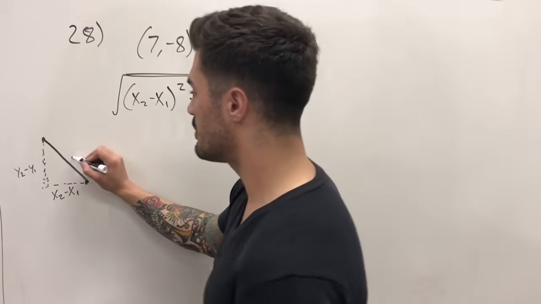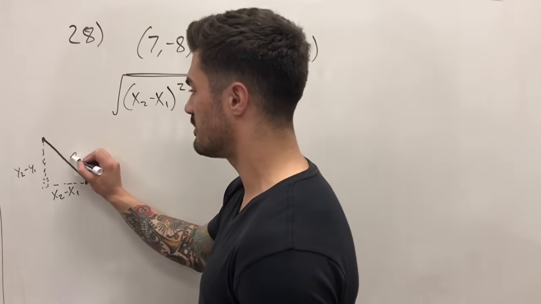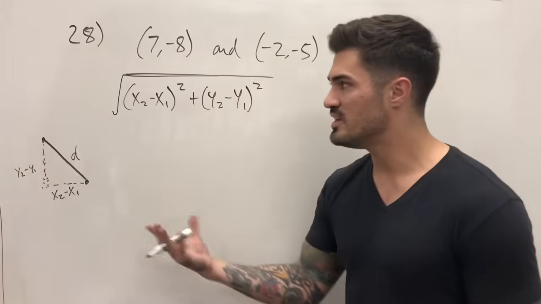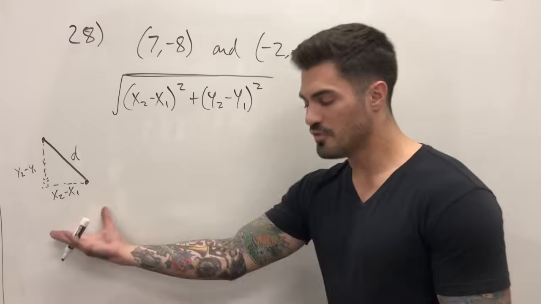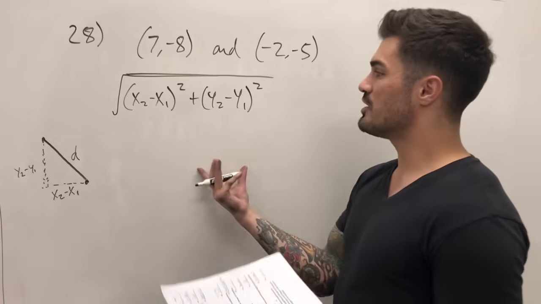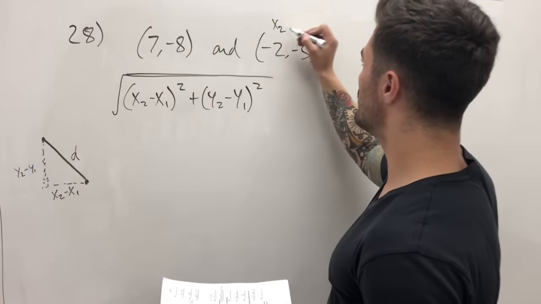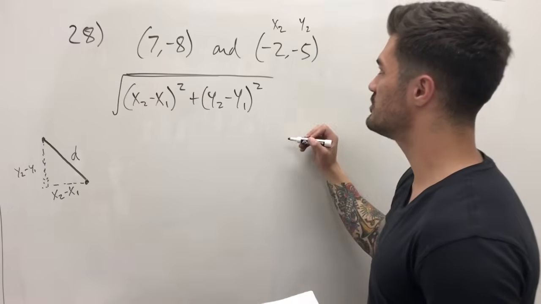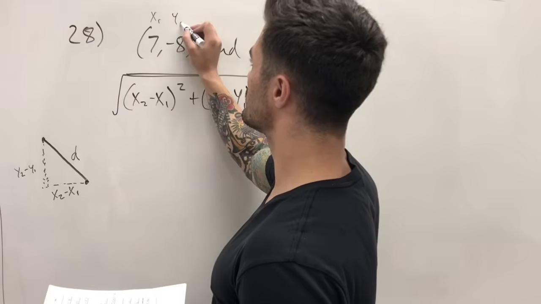This is the distance I want to find, but again, this squared plus this squared equals d squared. So in order to find d, I have to square root both sides, and that's how this formula comes from. Hopefully that makes a little sense, but I'm just going to go ahead and plug and chug. I'm going to call this x2 and y2. It doesn't matter which ones you call x2 and y2, but x2 has to go with y2 and x1 has to go with y1. You can't mix those up.